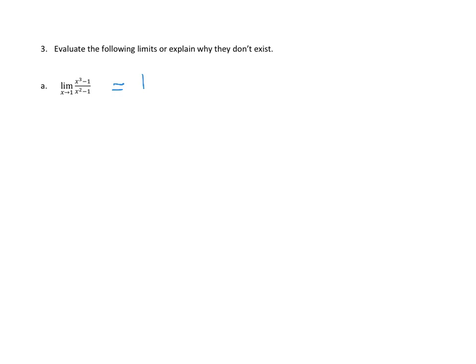So we should be able to write this as the limit as x approaches 1 of, well, I know how to factor the denominator. That's x minus 1 times x plus 1. And the reason the denominator is 0 is because there's a factor of x minus 1 in it. If you put 1 in place of x, you get 0. So it should be that you can factor out x minus 1 from the numerator too.